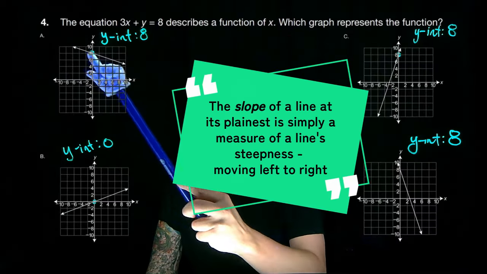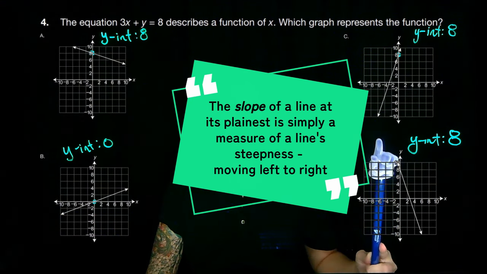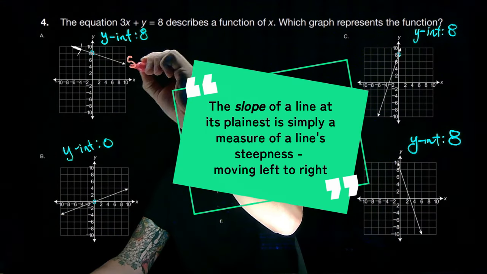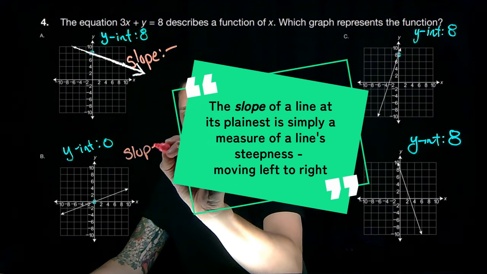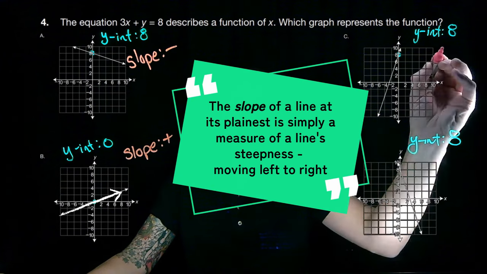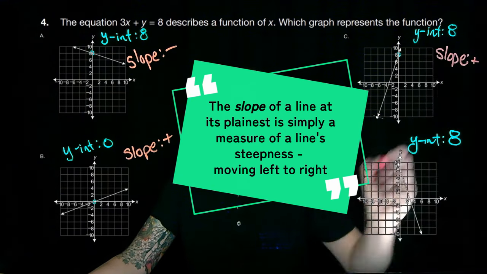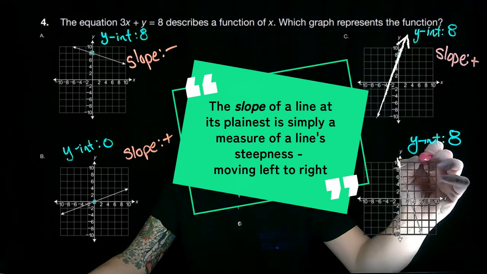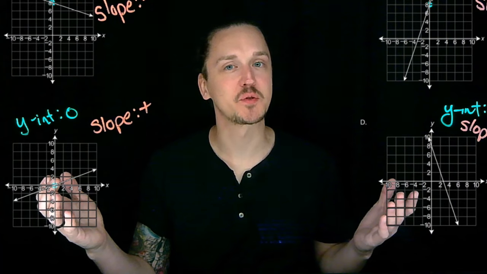Remember that the slope of a line at its plainest is simply a measure of a line's steepness moving left to right. So for A, our slope is negative because from left to right, the line appears to be downhill. For B, our slope is positive because from left to right, the line appears to be uphill. For C, our slope is positive, and for D, our slope is negative. Fantastic. We have quite the collection of observations at this point.